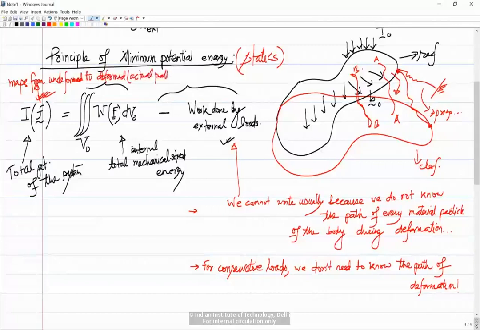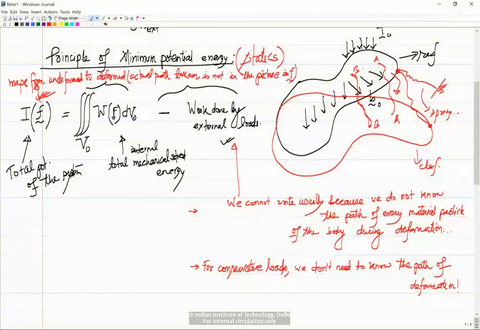Actual path taken is not in the picture here. I mean, at least in f. The f that we have here that we want to solve for.